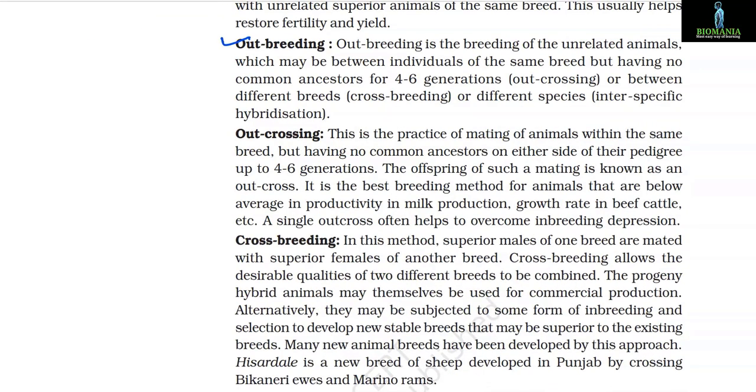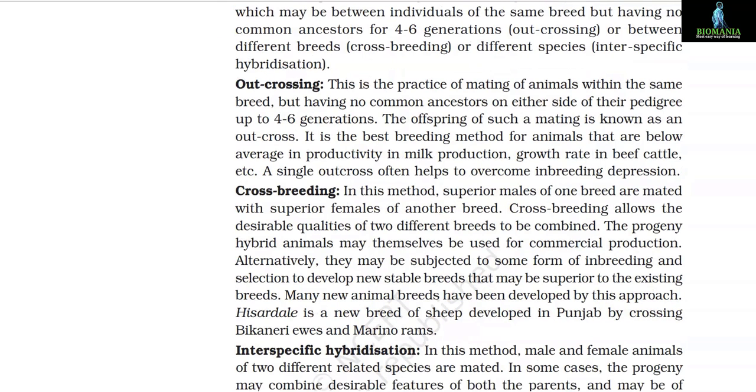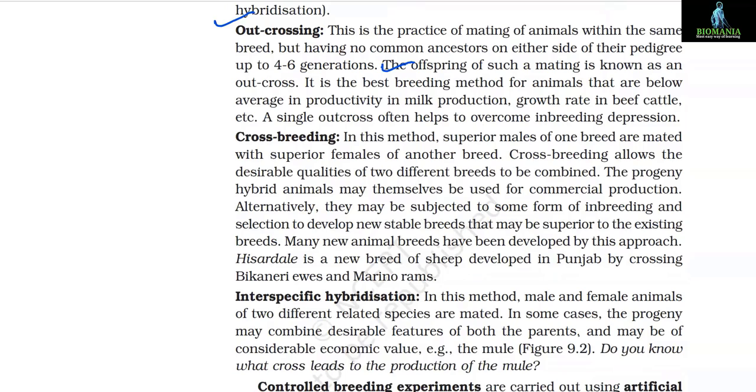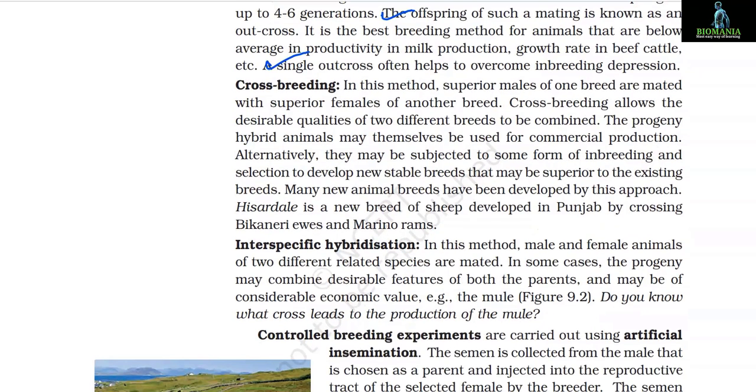Outbreeding. Outbreeding is the breeding of the unrelated animals, which may be between individuals of the same breed but having no common ancestors for 4 to 6 generations, or between different breeds or different species, that is interspecific hybridization. Outcrossing. This is a practice of mating of animals within the same breed but having no common ancestors on either side of their pedigree up to 4 to 6 generations. The offspring of such a mating is known as an outcross. It is the best breeding method for animals that are below average in productivity in milk production, growth rate in beef cattle, etc. A single outcross often helps to overcome inbreeding depression.